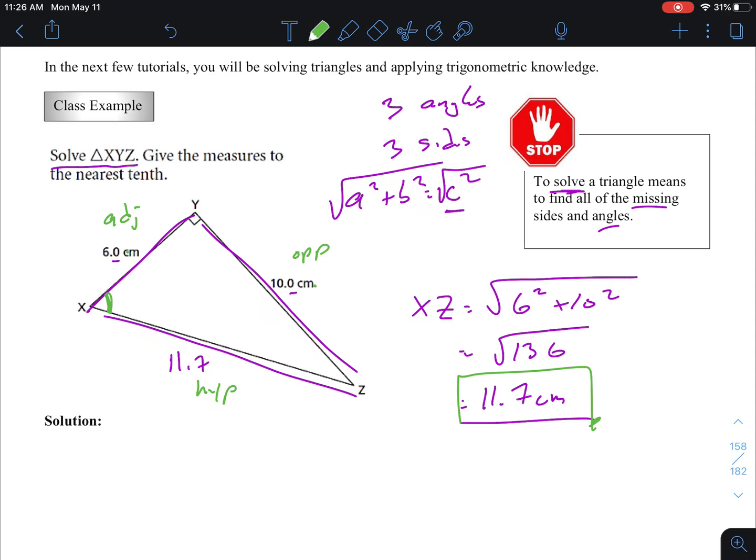Obviously my next answer would be incorrect as well, right? So it's always good to go back to what you've been given. Based off of that, I'm going to use these two side lengths here. These are the ones that were given to us. So I'm going to use my adjacent side and opposite.